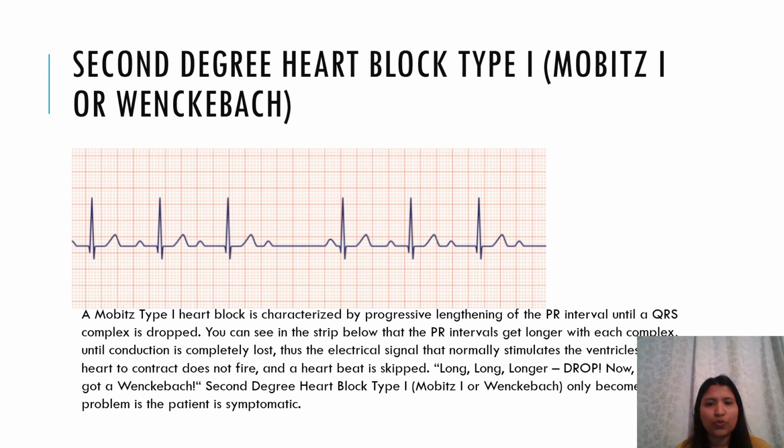Mobitz type 1 second degree heart block is characterized by progressive lengthening of the PR interval until a QRS complex is dropped. You can see in the rhythm, PR intervals get longer with each complex until conduction is completely lost. Thus, the electrical signal that normally stimulates the ventricle, the heart, to contract does not fire and the heartbeat is skipped. Long, long, longer and a drop. So this is second degree heart block, Mobitz 1.